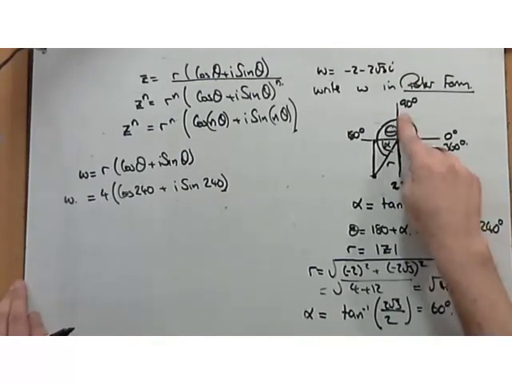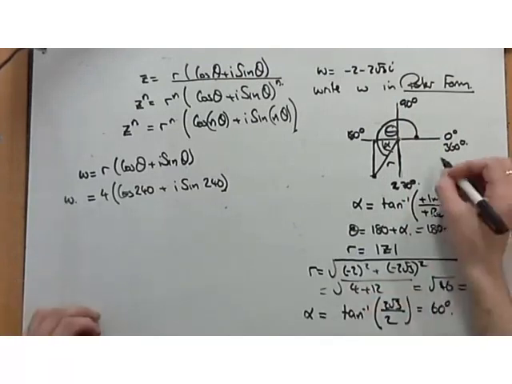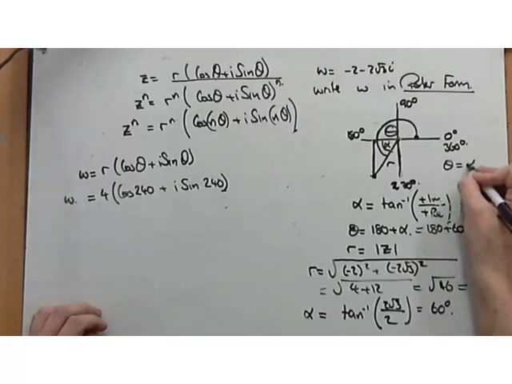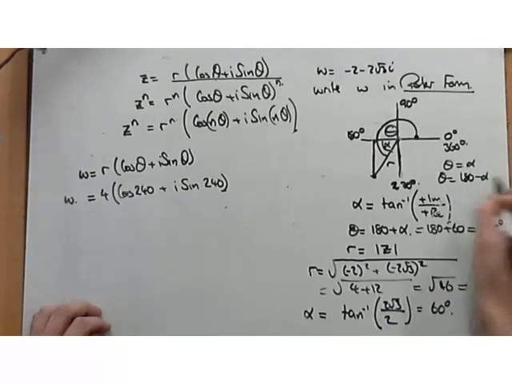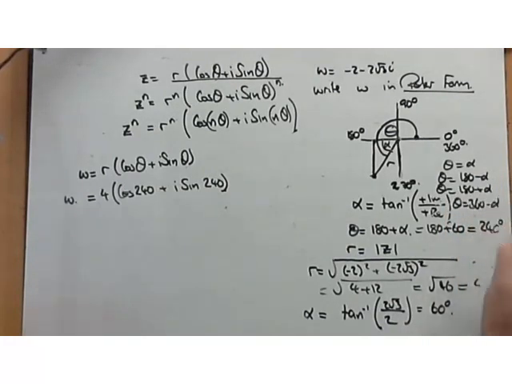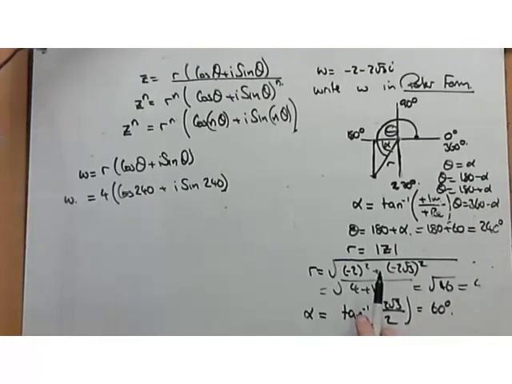And you have to figure out what theta is then, depending on alpha. But theta will always be one of the following things. Theta will be equal to alpha, theta will be 180 minus alpha, theta will be 180 plus alpha, or theta will be 360 minus alpha. It has to be one of those four. So once you have alpha, this is the first quadrant, second quadrant, third quadrant, fourth quadrant. It has to be one of those.